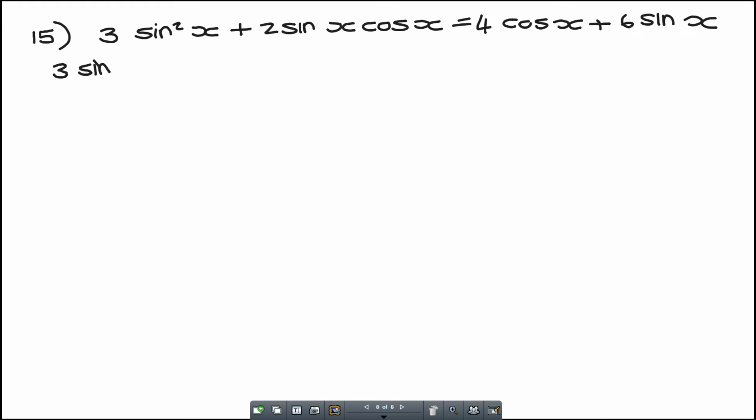Waar, by hierdie een op die bord? Van waar af?